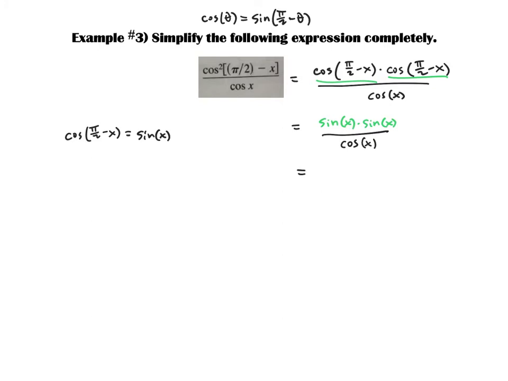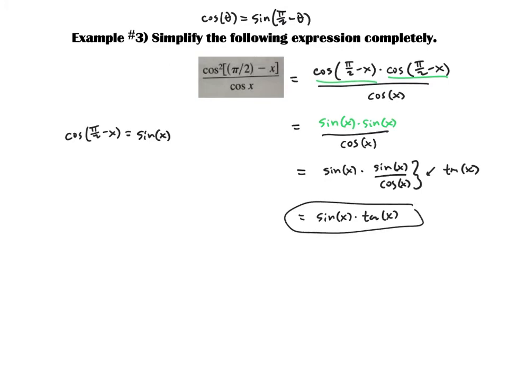Now what I'm going to do is write this out as sine of x times sine x over cosine x. I'm allowed to do that only with multiplication, not with addition or subtraction. So this is equivalent to sine x times the tangent of x. This is a quotient identity, equivalent to tangent of x. And there you have it. I've simplified this completely. All right, let's keep moving to the next identity.